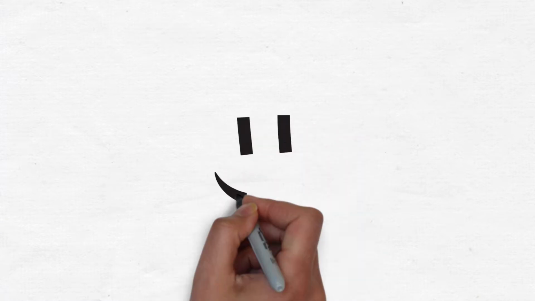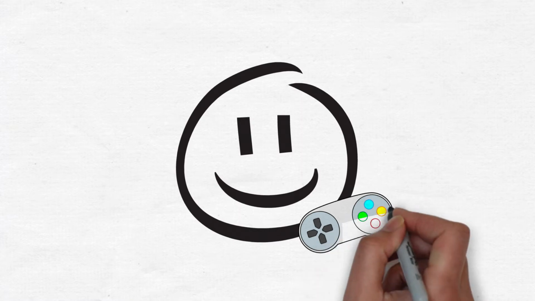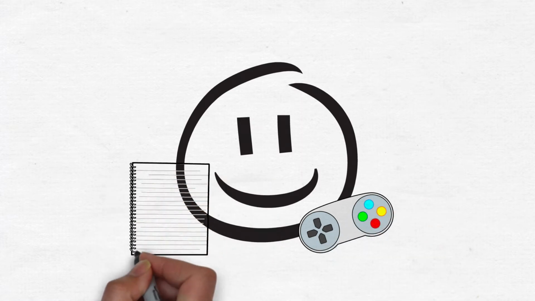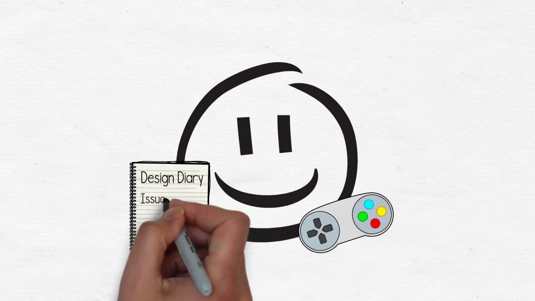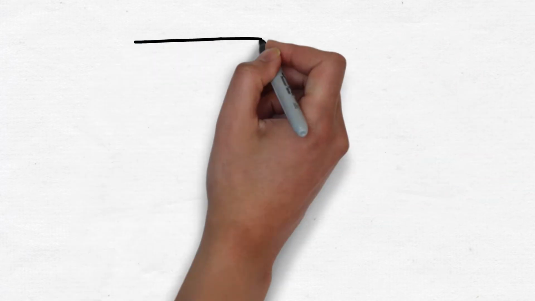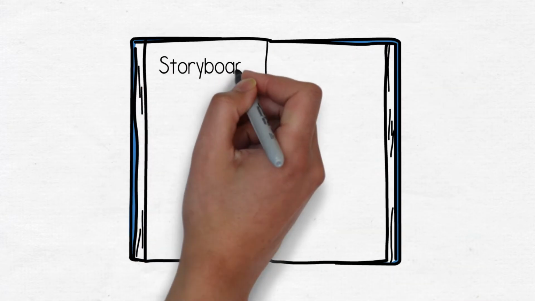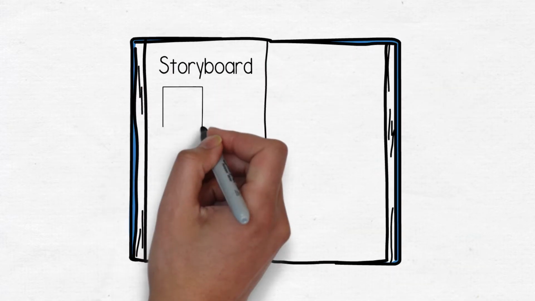So you need to play the game you've mocked up and test it as much as possible. Learn from your tests and document the issues you discover in your design diary, along with the decisions you make to solve them. A good way to tell the community about the dynamics of your game is to create a series of storyboards that show the different ways your players can interact with your game.